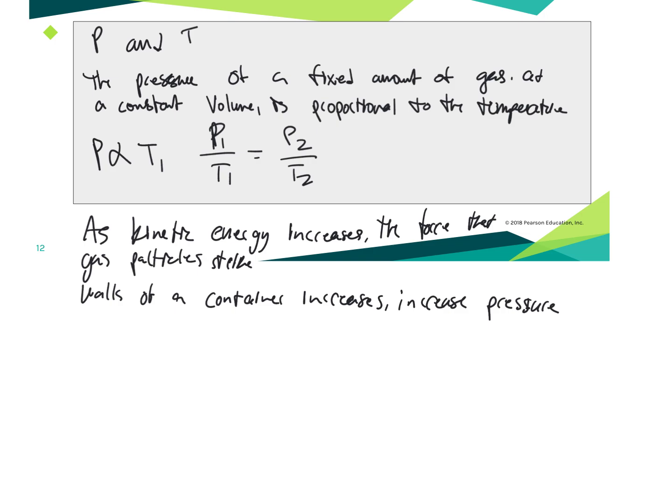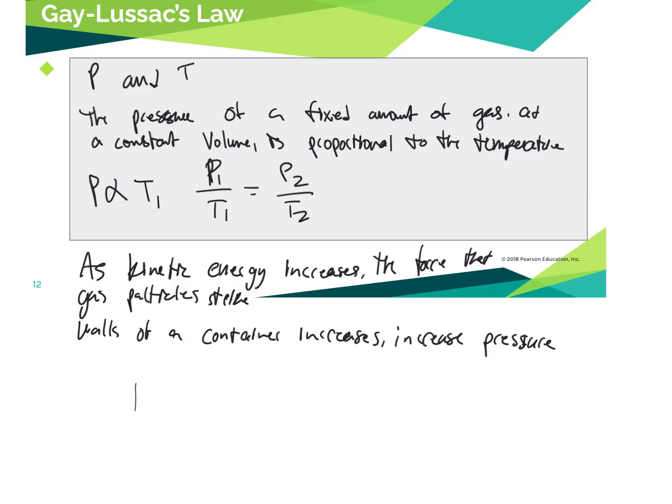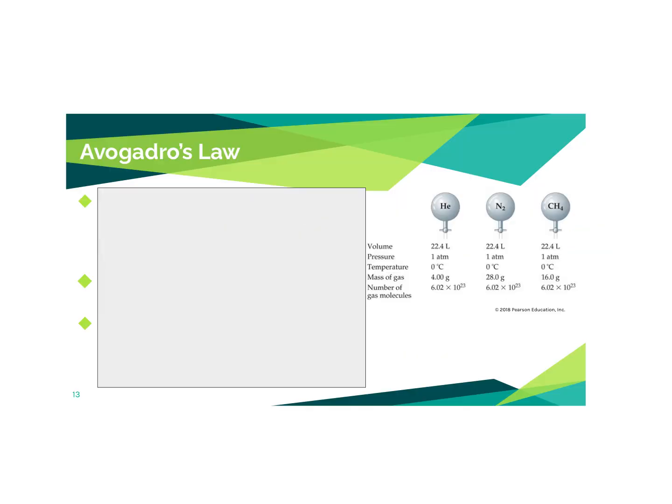And so as temperature T is increasing, our pressure is increasing, and our kinetic energy is increasing. And these are all relationships that we need to keep in the back of our minds. The last of our gas laws that we're interested in is Avogadro's law. And this will relate the volume to the number of moles, or N.